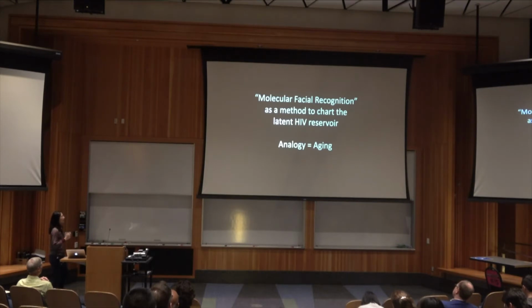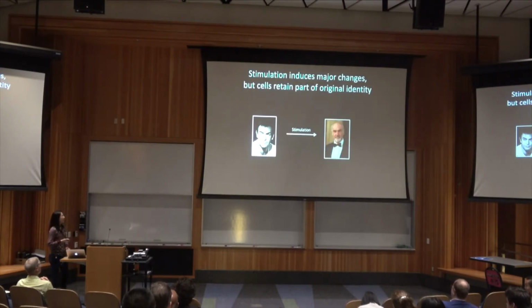And the way I like to think about this is in the form of an analogy of molecular facial recognition. And more specifically, I like the analogy of aging, because aging is a process that will change someone's look, but for the most part, it should not change his or her look so much so that he or she is no longer recognizable. And so just to illustrate that, I have here a picture of a younger Sean Connery, James Bond, and here is a picture of Sean Connery in the later years.